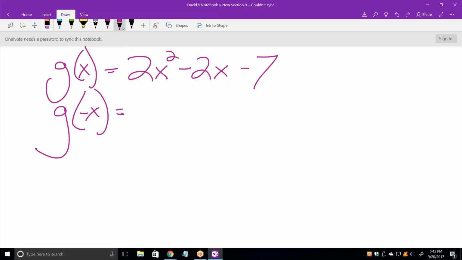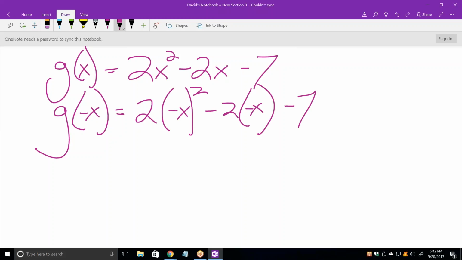Okay, so now plug that in. If there's a variable inside, whatever is in the parentheses, plug in for x in parentheses. Okay, so tell me what to write here. We'd get 2 parentheses negative x squared, and then we get negative 2 parentheses negative x minus 7.